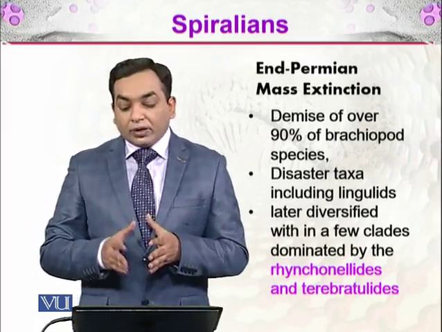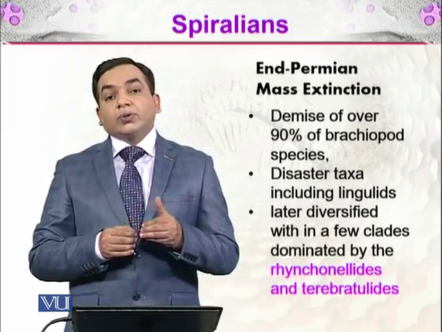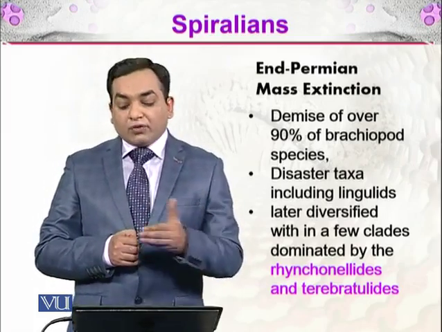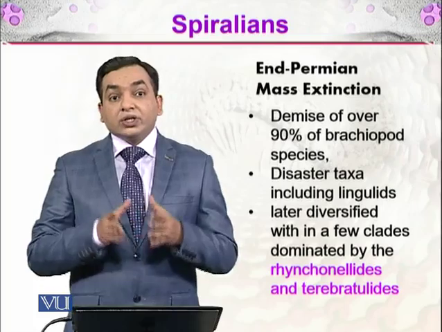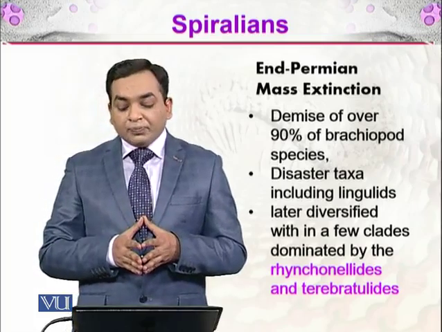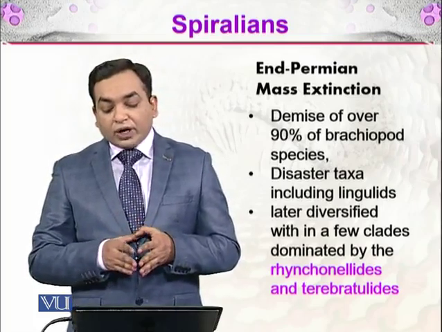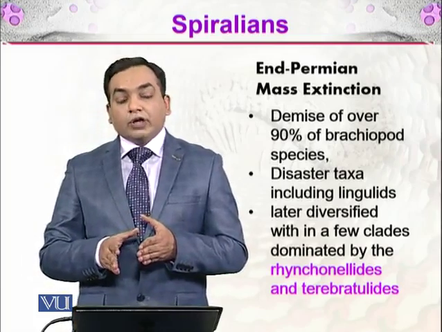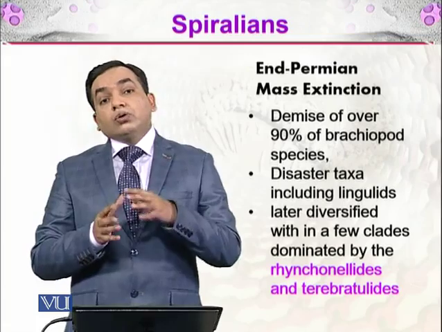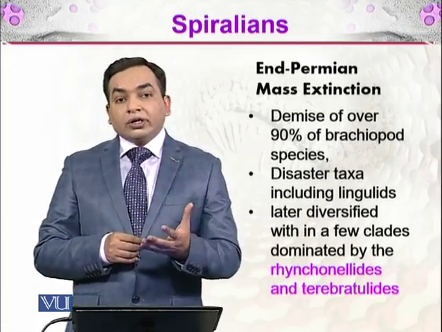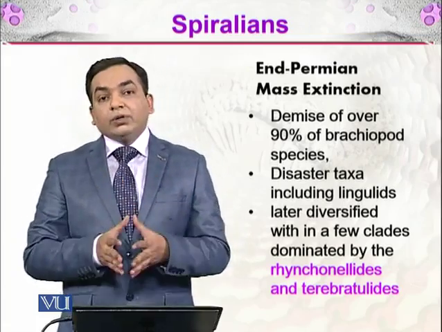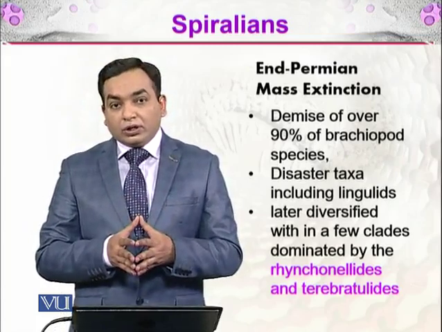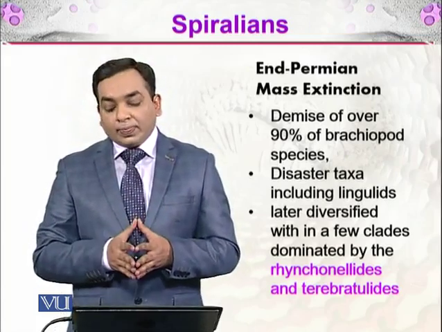So these were the lingulates which were able to take the place after the end Permian mass extinction. And these were the disaster taxa. They later diversified within a few clades dominated by the strophomenids and the terebratulides. After that, the strophomenids and terebratulides were able to take the stable niche instead of the lingulates.